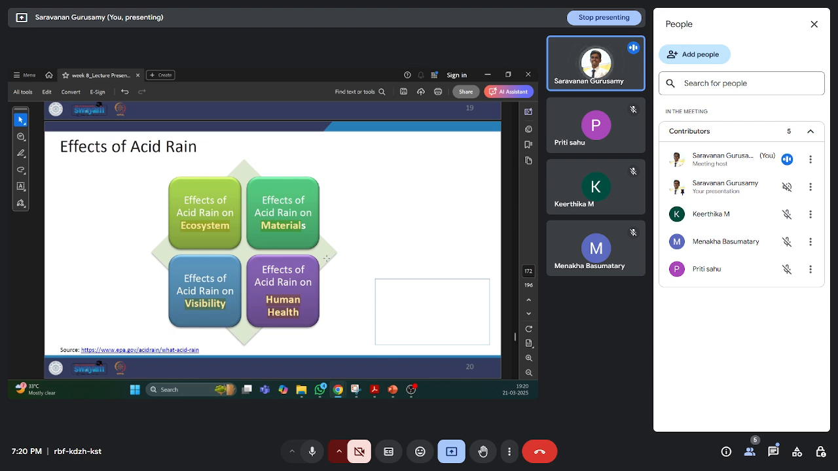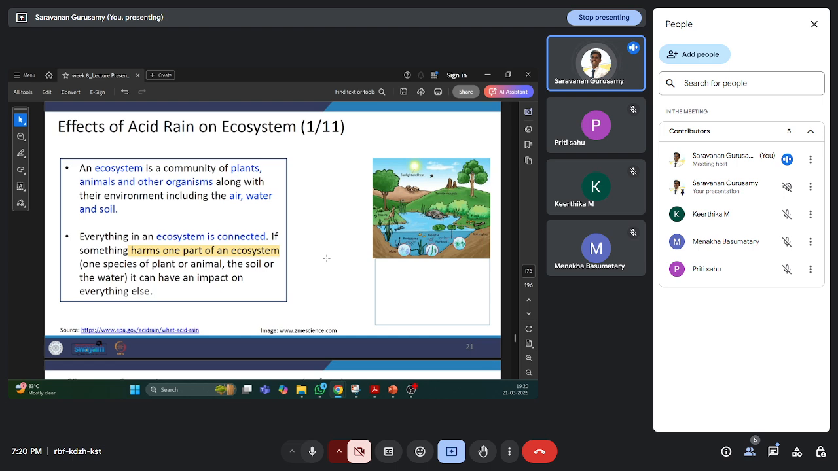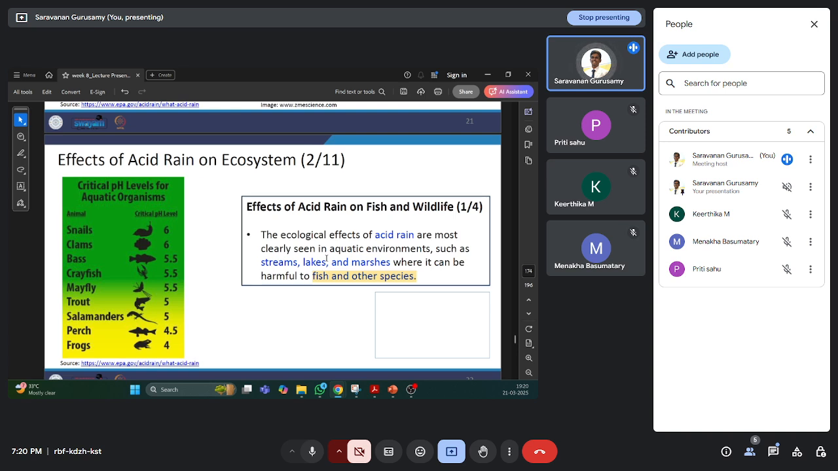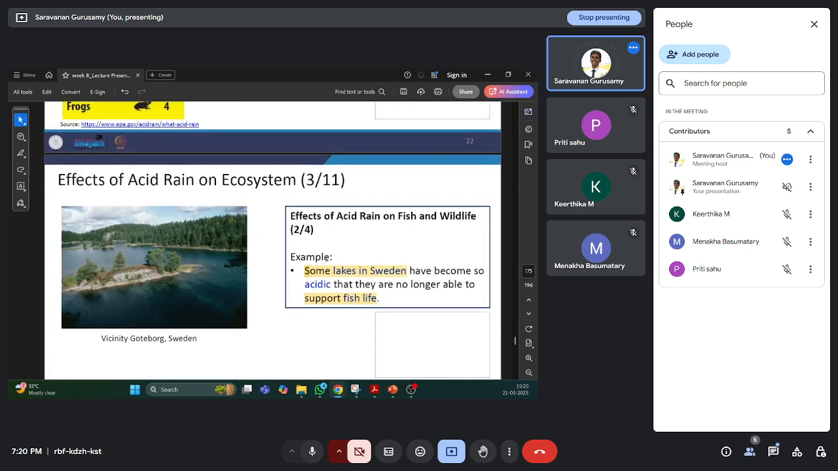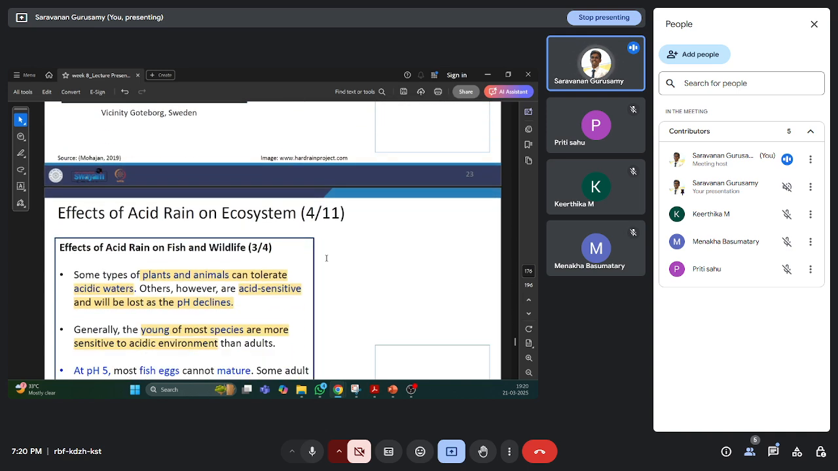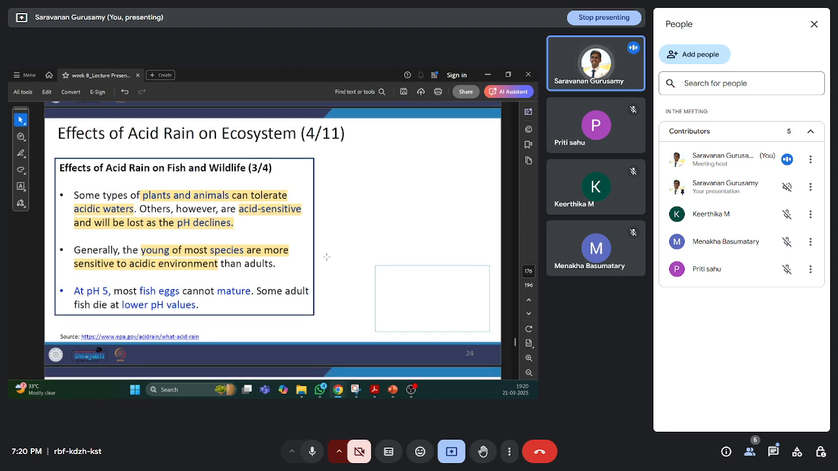The impact is on the ecosystem, on materials, on visibility, and on human health. The ecosystem may be affected because it is a carcinogen that will directly affect your skin and so on, and wildlife, fish and other species will become endangered. Some lakes in Sweden cannot support fish life, and plants and animals cannot tolerate this acidic water; acid-sensitive species decline as the pH declines.